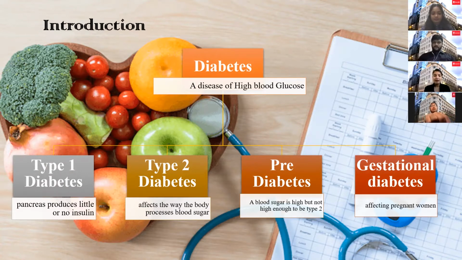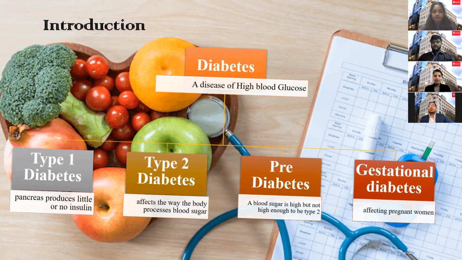There are four types of diabetes. Type 1 diabetes is mostly seen in children when pancreas production is insufficient, and type 2 diabetes is seen in 90% of people, due to the high blood sugar level in the human body. Pre-diabetes is similar to type 2 diabetes, but it is the beginning stage of type 2. And gestational diabetes is mostly seen in pregnant women.